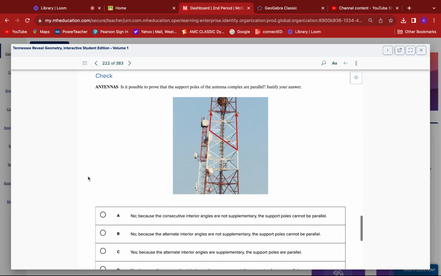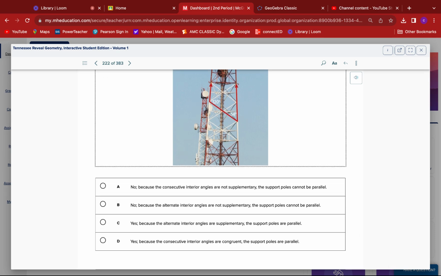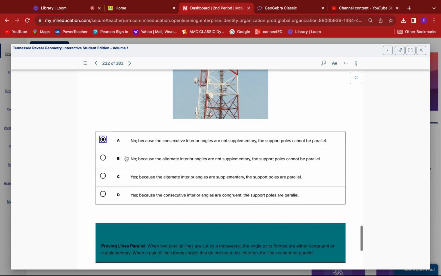All right, we got an antenna. Oh, interesting. Is it possible to prove that the support poles of the antenna complex are parallel? Okay, well, I'm looking at this, you guys. If these are parallel, which they don't even look parallel, these two angles being on the same side of the transversal and between the two lines, that is consecutive interior, they should add up to be 180. So the question is, is 120 plus 54 equal to 180? Yeah, no, that's going to be 174. So the consecutive interiors are not supplementary. So here we go, not parallel.